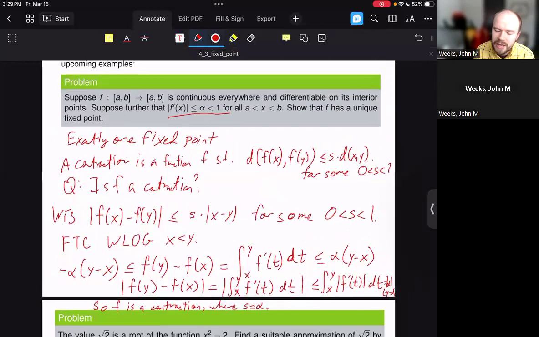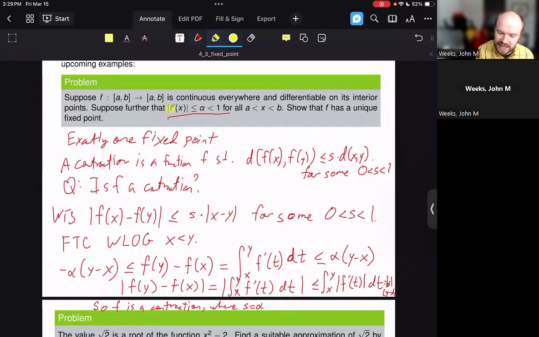You might have said, okay, well, I wanted to divide this by the absolute value of x minus y. John, would that have worked at all? Saying that the absolute value of f of x minus f of y divided by the absolute value of x minus y is less than or equal to s? Well, the limit of that is less than or equal to s.